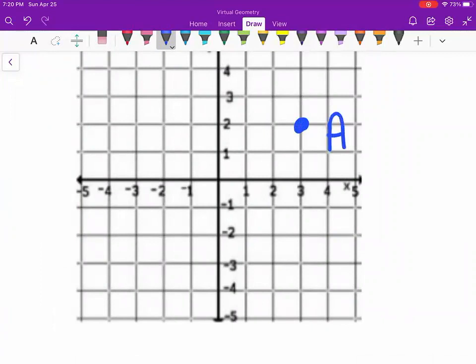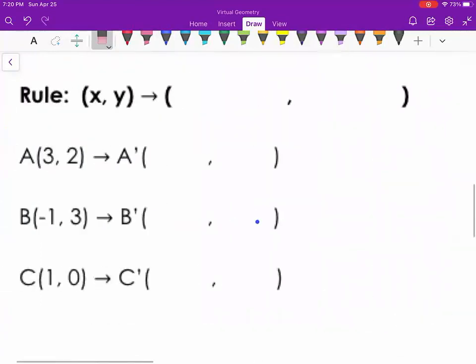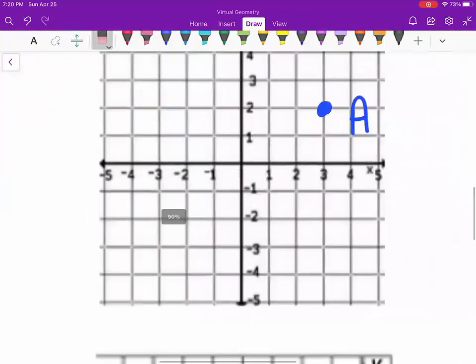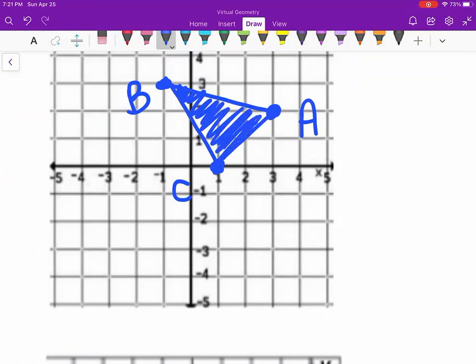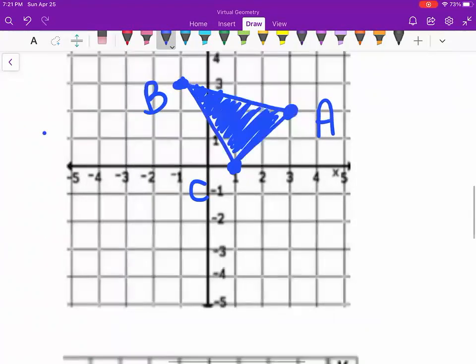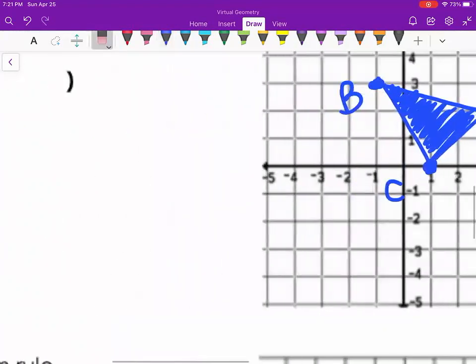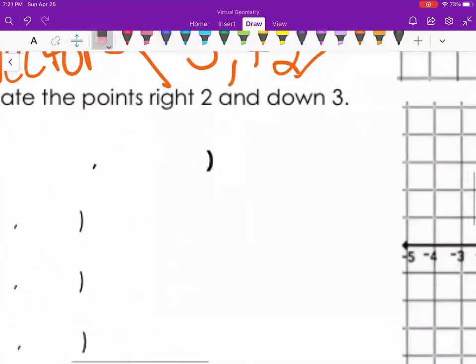So there is our original A. Then we had -1, 3. And 1, 0. So same starting triangle as before. But this time, let's see how it's supposed to move. All right, so this time we are shifting this shape right 2 and down 3.